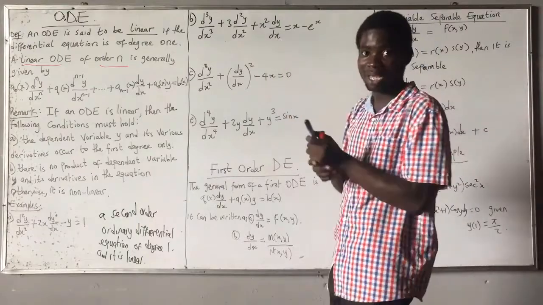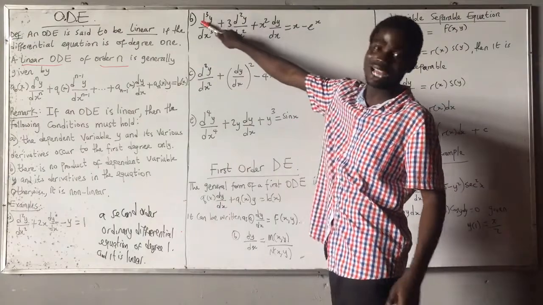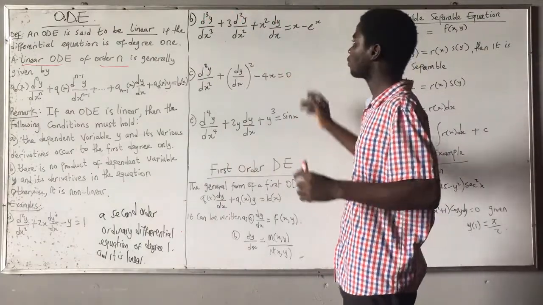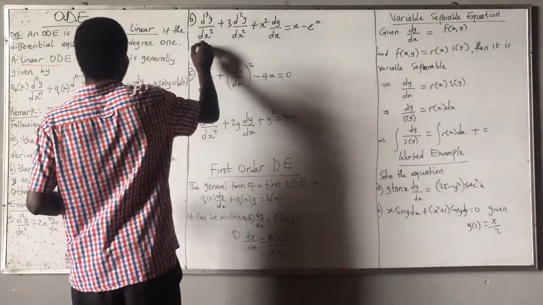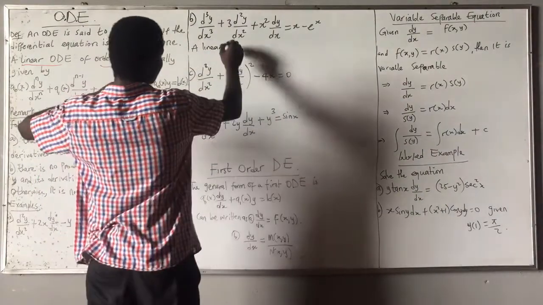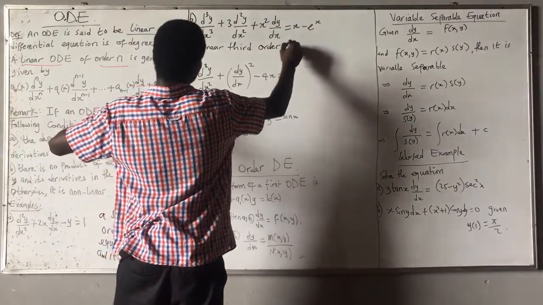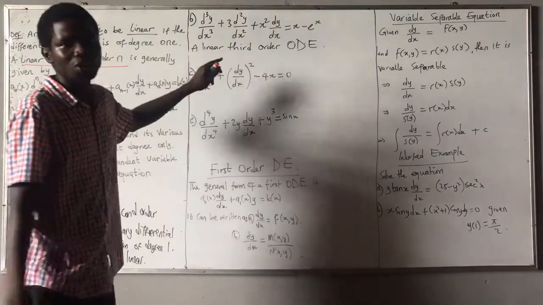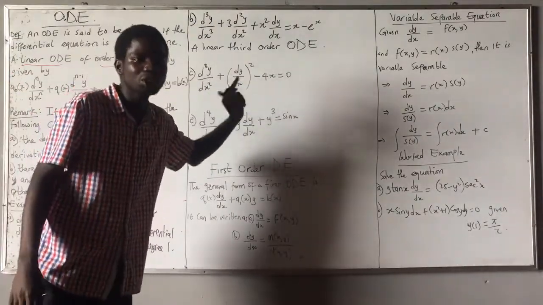The power, you know what I mean by the power, not the number of times they differentiate. This one is order 3, order 2, order 1. Do you understand? So the answer to this differential equation is a linear third order ODE. What is the meaning of ODE? I just shortened it: a linear third order ordinary differential equation.